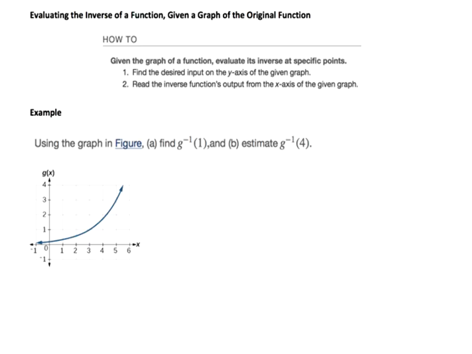Okay, so evaluating the inverse of a function given a graph. This is what I was just talking about a moment ago. Given the graph of a function, evaluate its inverse at specific points. Find the desired input on the y-axis of the given graph. Read the inverse function's output. Okay, so their steps kind of make it sound confusing, and it's really not that bad.